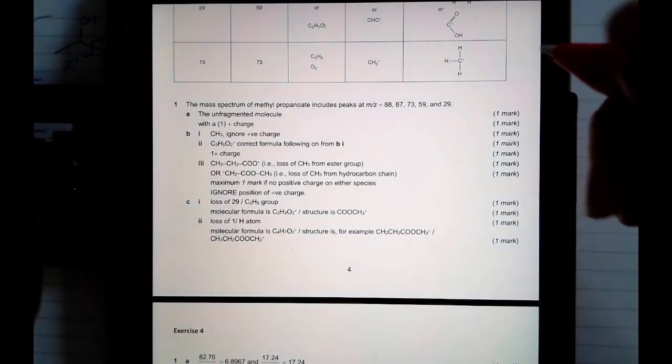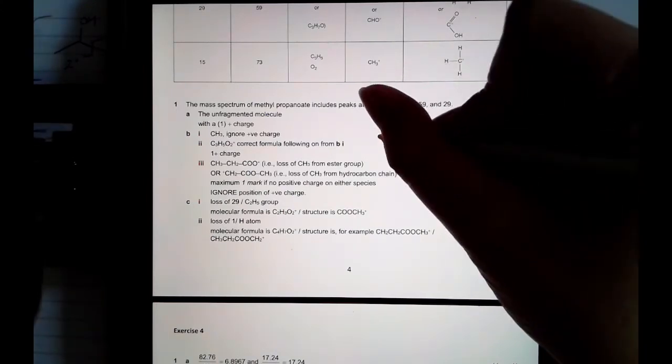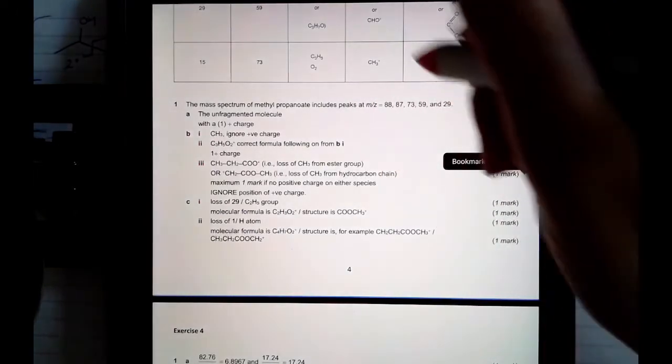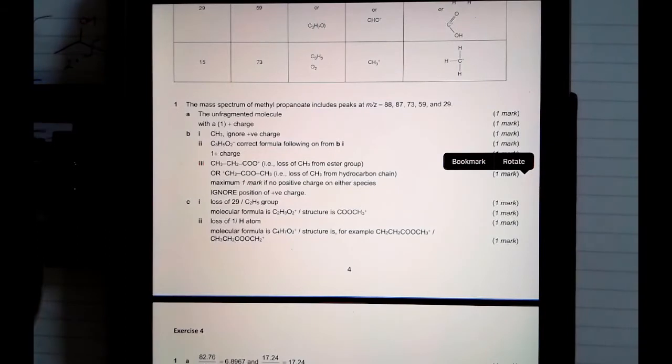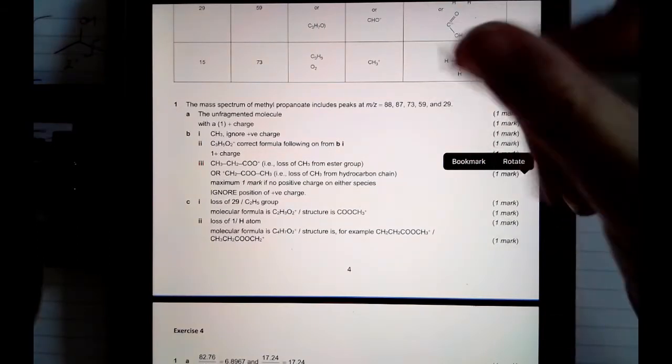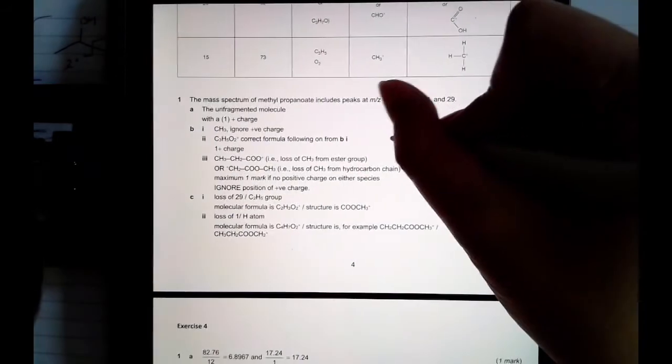Sorry, I should really just draw this for you and make it a lot easier. So it's methyl propanoate. I don't know if my pen is working. Prop tells you that you've got 3 carbons in the carboxylic acid portion.